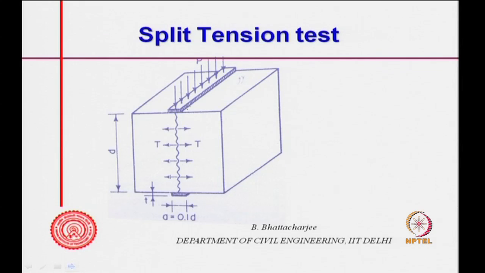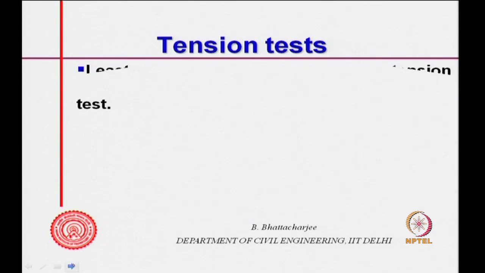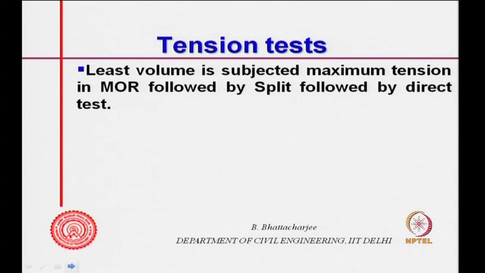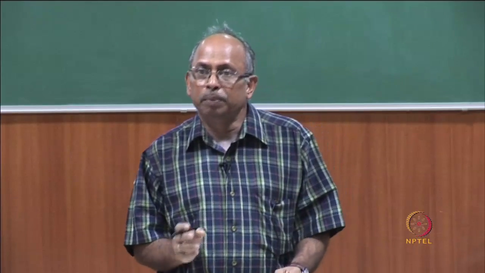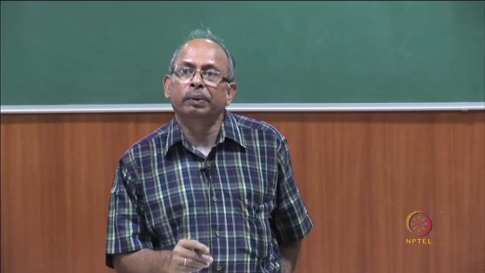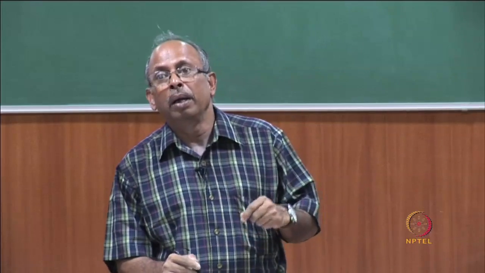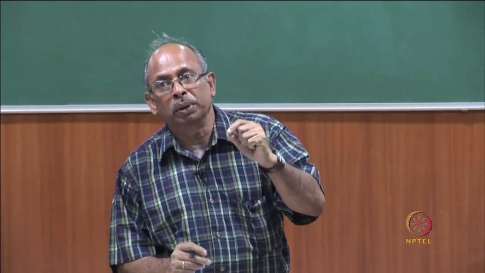In that case you apply P here, and the formula is F t equals twice P by pi d square. This gives you lower strength than modulus of rupture, because in modulus of rupture only the bottom fiber is subjected to maximum tension, the others are not. Besides that, you are actually overestimating, as you do not take the actual stress strain diagram. Split shows lower strength and direct tensile strength will show still lower, because in split at least there is some compression portion.